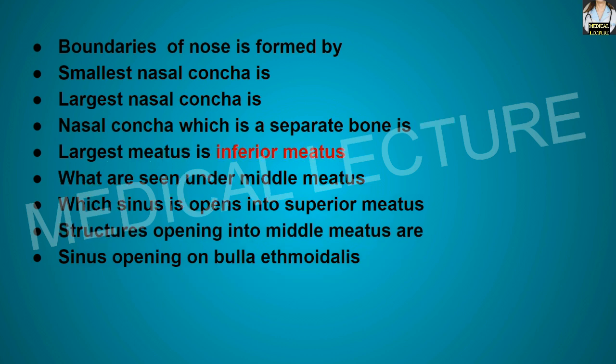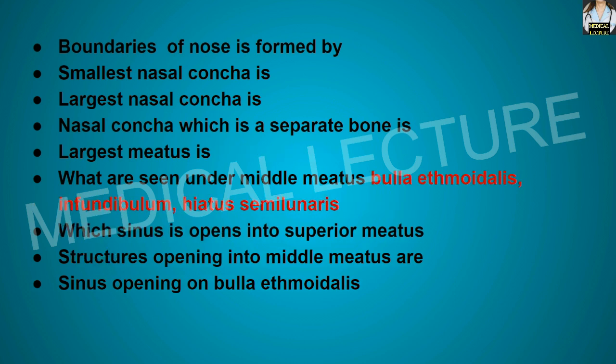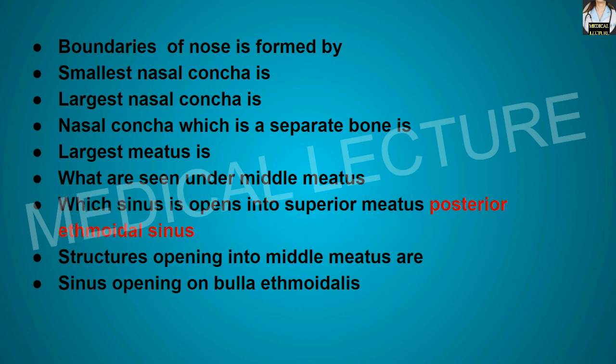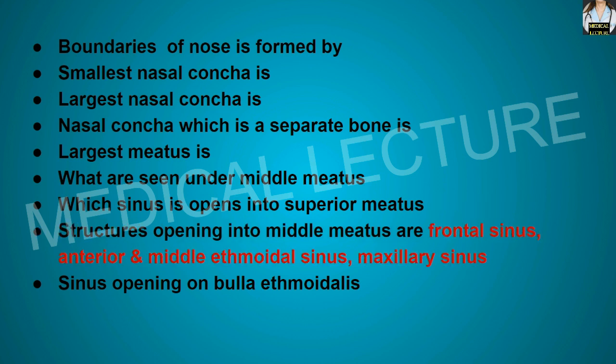What structures are seen under the middle meatus? Very important: the bulla ethmoidalis, infundibulum, and the hiatus semilunaris are seen under the middle meatus. Which sinus opens into the superior meatus? The posterior ethmoidal sinus. Which structures open into the middle meatus? They are the frontal sinus, anterior and middle ethmoidal sinus, and the maxillary sinus.